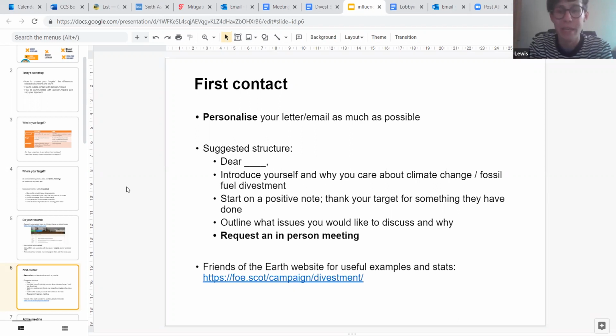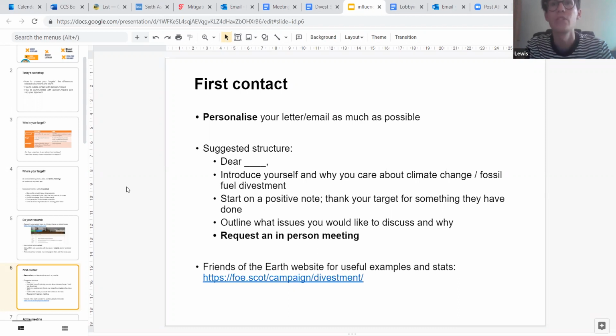But that can ultimately be counterproductive, because as John talked about, they're inundated with stuff. They often will only scan emails to try and work out what the key thing is that the email is asking them for. And you don't want that key ask to get lost amongst other things.